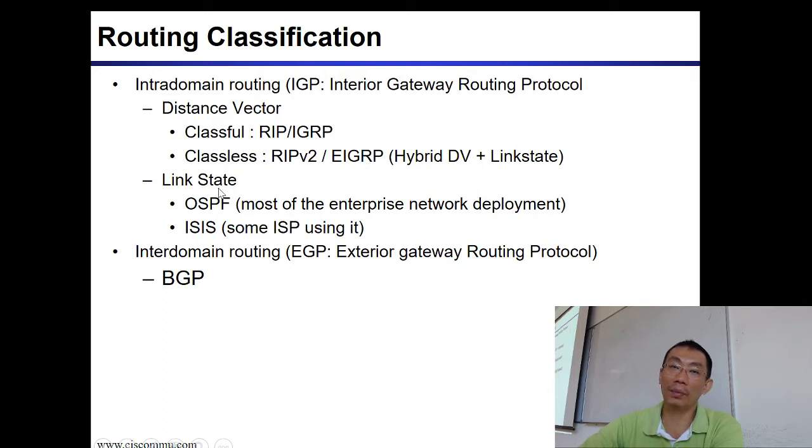For link state routing protocol, you have OSPF. Of the enterprise network deployments, I would say more than 90% is OSPF. You go anywhere, you see OSPF, and you will also see ISIS. Some ISPs are using it for their own network. And inter-domain routing, you call it EGP. The routing protocol we use now is BGP, Border Gateway Protocol.